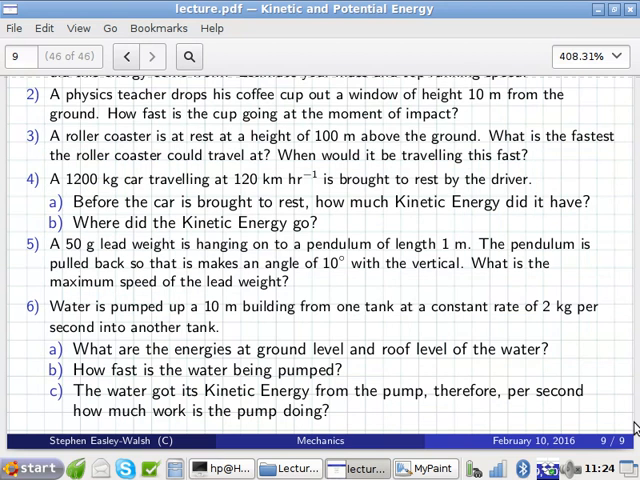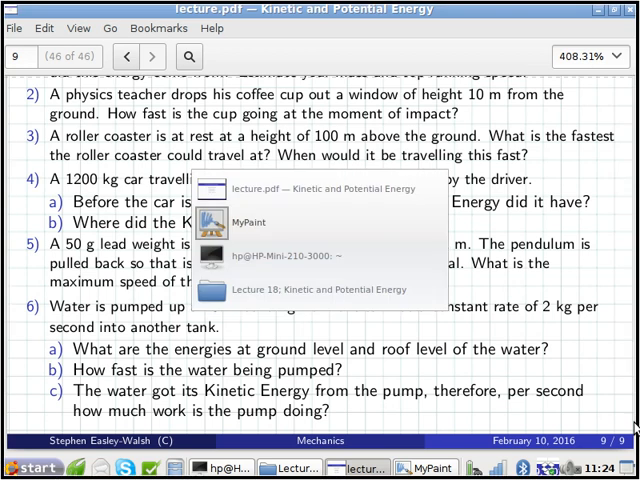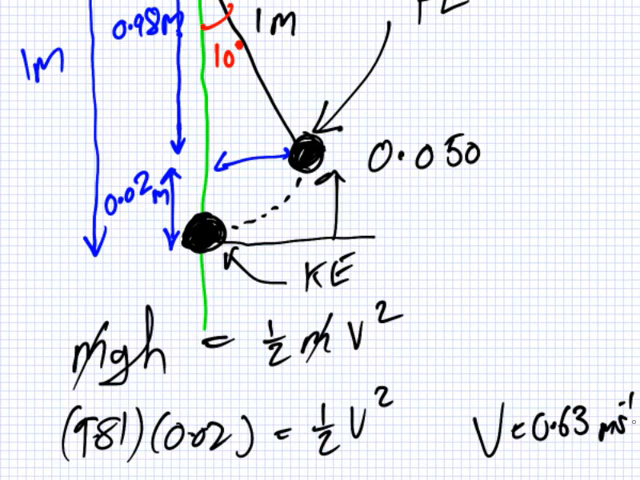Water is pumped up a 10-meter building from one tank at a constant rate of 2 kilograms per second into another tank. What are the energies at ground level and roof level of the water? How fast is the water being pumped? The water got its kinetic energy from the pump, therefore per second how much work is the pump doing? Okay. The last one's a little tricky, but a good drawing will help you picture it.